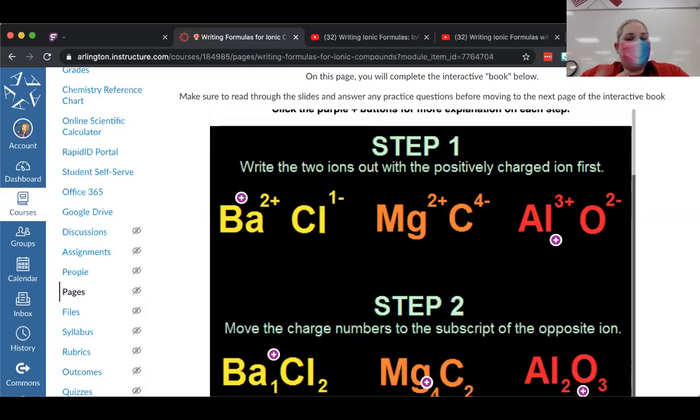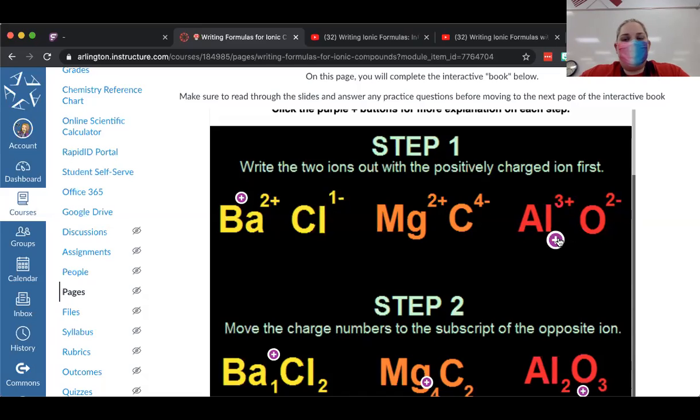The only ones that this doesn't work for are some of those transition metals, and we're going to talk about them later. Their charges I get from the Roman numerals in the names, like we talked about on Monday. But for all of my regular metals and nonmetals, not transition metals, I look at what group they're in, and for that group, I should know the charge for everything in that group.